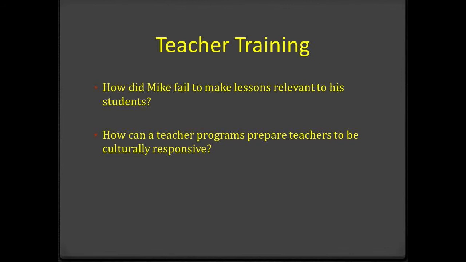The university failed in their teacher preparation program because they did not train Mike or other teachers to be culturally responsive. Many times only a single multicultural class is used to prepare teachers, and this is not enough. Hands-on or real-life training is needed so teachers know how to actively push to better understand their students' culture.